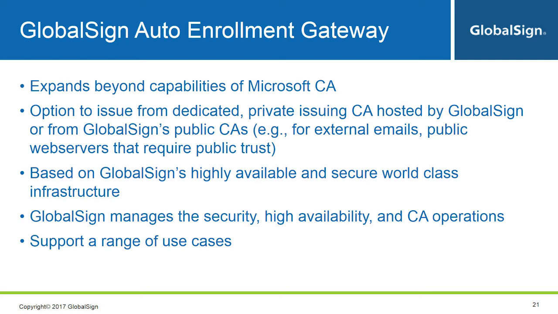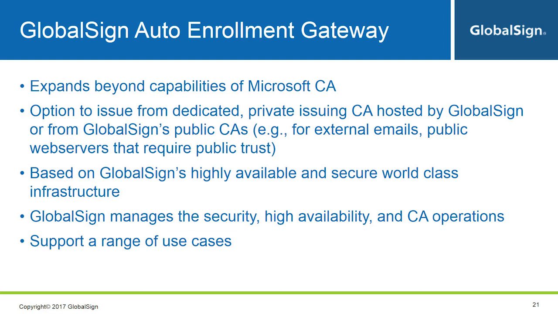And you do have the option to issue from a dedicated private issuing CA that we host for you, or you can use one of our public CAs. The benefit of having a private CA is you can control and manage your hierarchy however you want. So if you're looking at a single tier hierarchy or maybe a multi-tier hierarchy, we can create all of this for you. We can manage it for you. We can host the CRL services and OCSP services and all of that for you. So there's a lot of benefit in doing that.